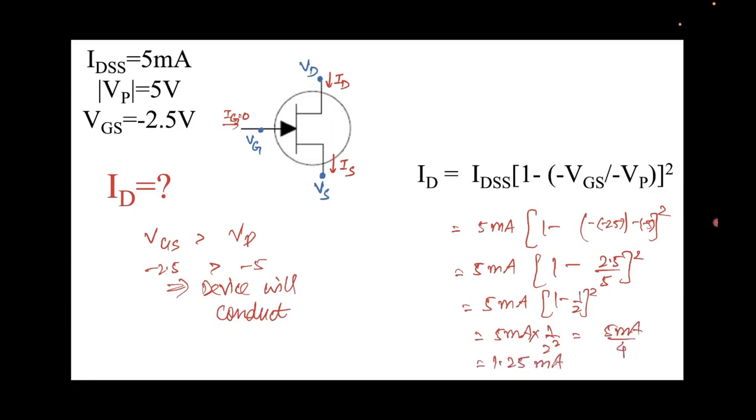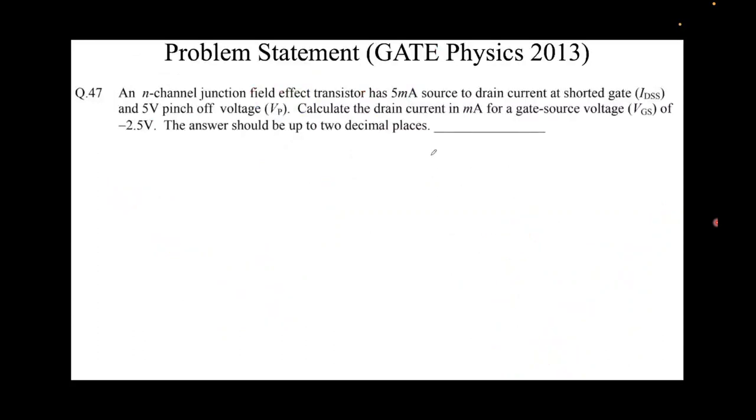So we see there is some finite current flowing over here. Note that it's not as high as the IDSS, because IDSS is when VGS equals 0, and we still have VGS as some negative voltage, right? So there will be some current flowing which is 1.25 milliamps, and so we have obtained the current in milliamps, which was required, up to 2 decimal places. So the answer here would be 1.25.